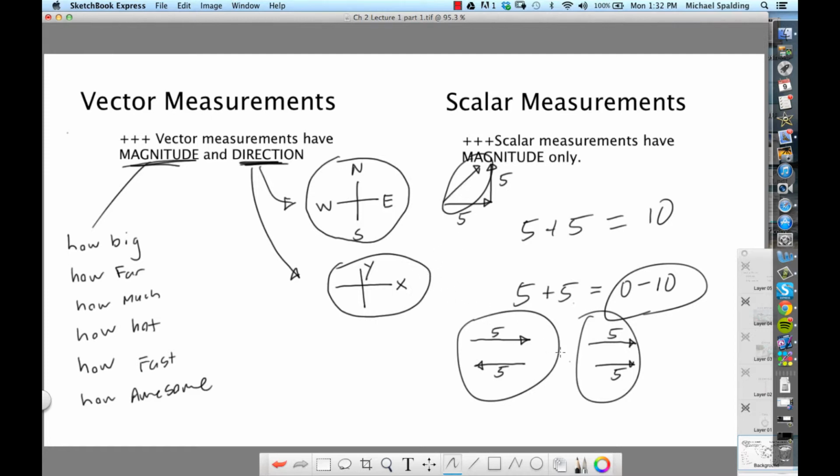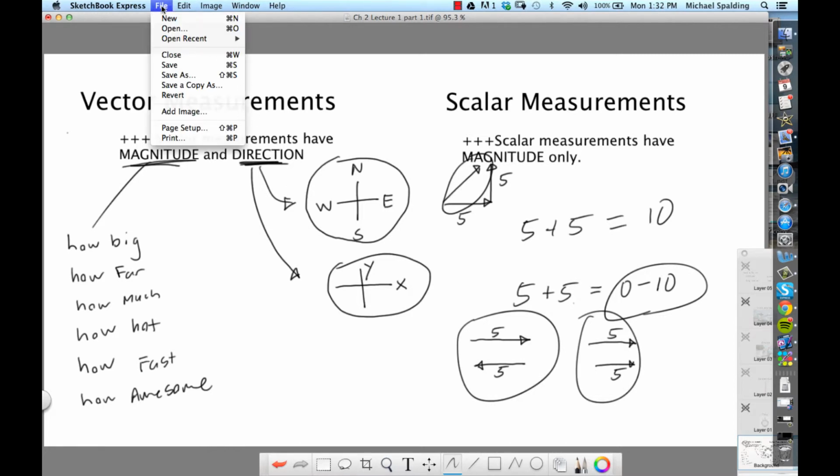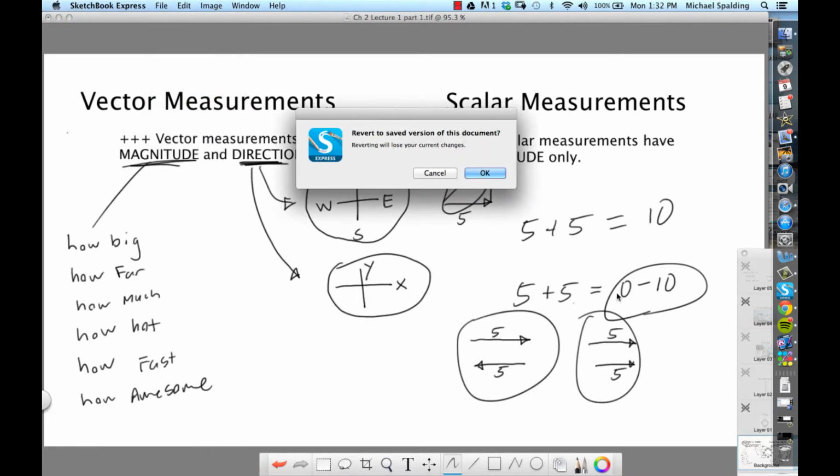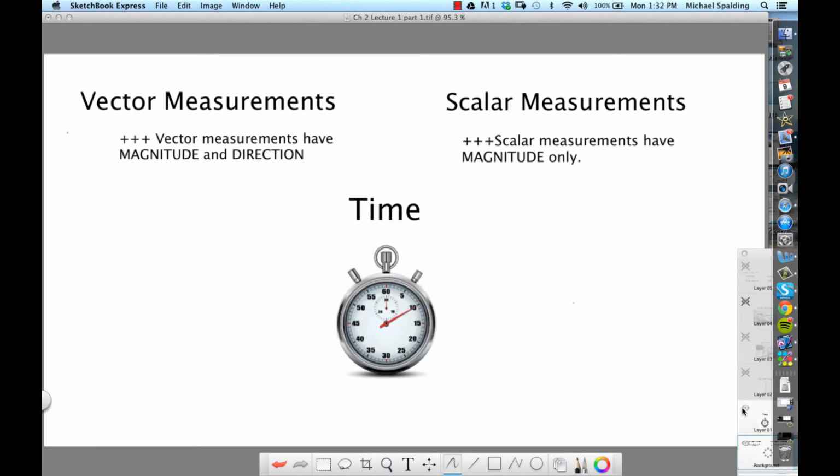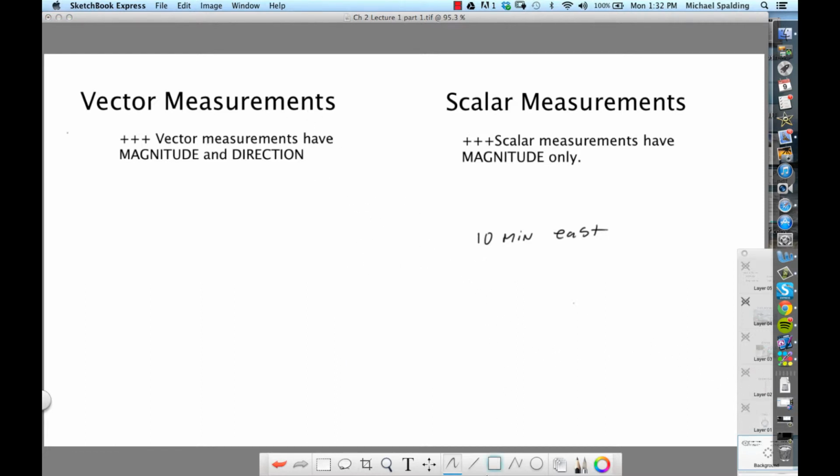So let's do a few examples here. I picked out a few things. So time. Would time be vector or scalar? Scalar, because if I said, bake the cookies for 10 minutes east, does that make any sense? No, you don't put a direction on time. That doesn't make any sense. Okay, how about, let me erase this.